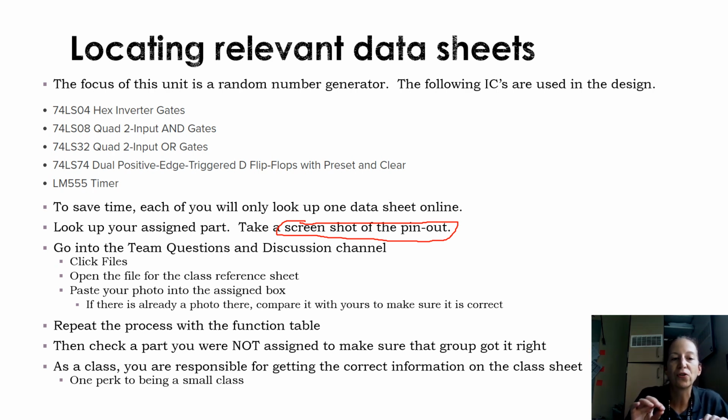Then you're going to go over to Teams, and you're going to go into our team, go into the questions and discussions channel, then click Files, open the file, and you will see the class reference sheet. So that's going to be accessible to everybody through Teams. You'll be able to get in there even if your computer goes to sleep on you. Then paste your photo into the assigned box. So if you have the 08, you're going to scroll down to 08. There's a box that's labeled pinout, and you just click in that box and then paste.